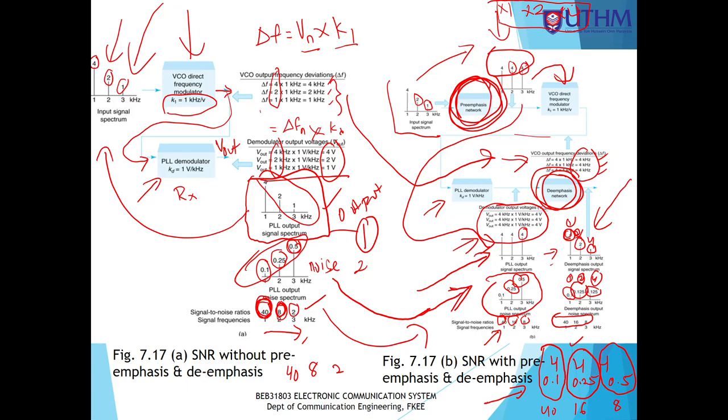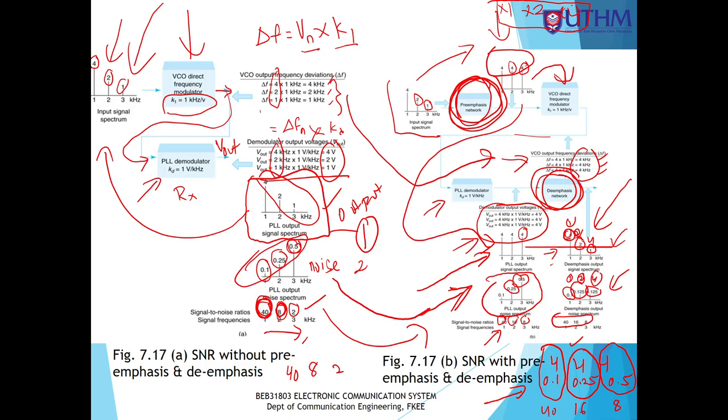That means the de-emphasis network will reduce the signal level and also the noise level by the same factor. So this does not change the SNR. Dia tidak mengubah SNR. Kenapa macam tu? If you can see from the picture on the right, the signal level is 4 volt, the noise level is 0.1. So if you divide 4 and 0.1, you're going to produce an SNR of 4 at the output at 1 kilohertz.